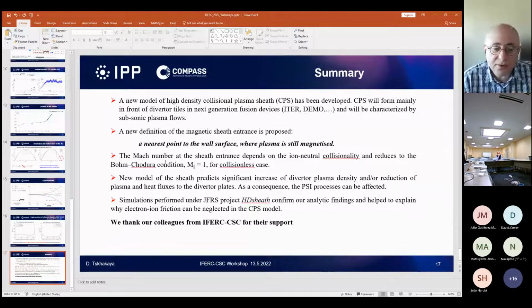Good that in this new model, the Mach number at the sheath entrance depends on ion neutral collisionality and reduces to the Bohm-Chodura condition in the collisionless case. Of course, this means that it loses universality, so it depends on collisionality. Whenever you want to obtain the condition, you have to know the collisionality in the region, so it's more complex to derive this expression for concrete cases. As I already said, this new model predicts a significant increase of divertor plasma density and or reduction of plasma flux into the divertor plates.